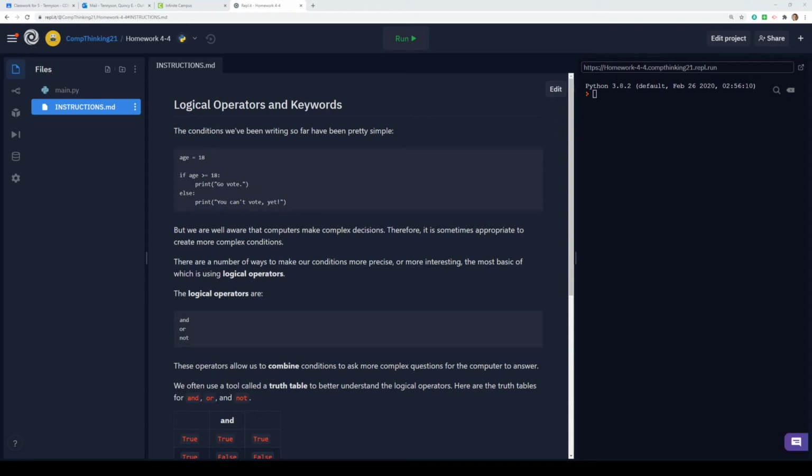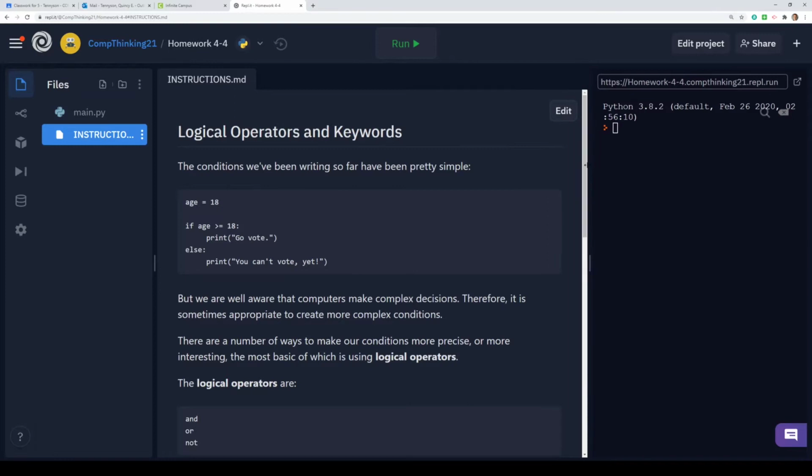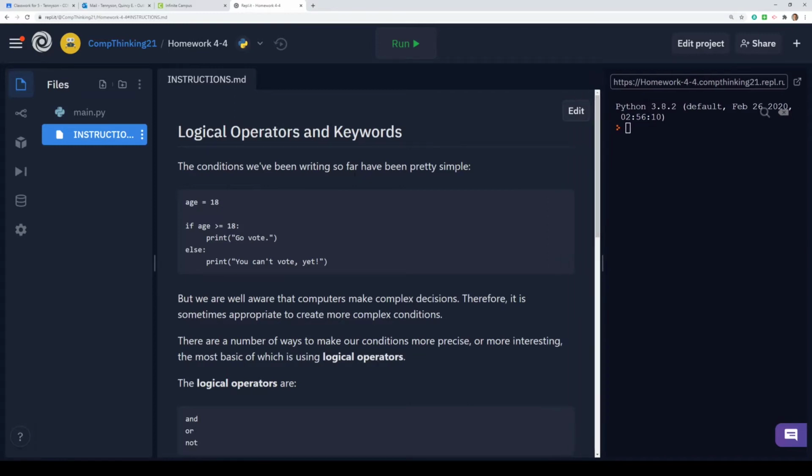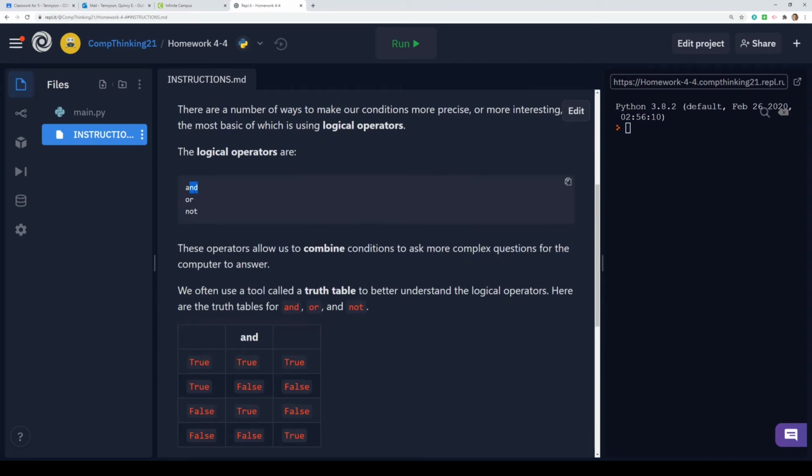Okay, this is homework 4.4, and in this one we're introducing the logical operators and keywords. So logical operators are things that allow us to create more complex conditions. The logical operators are and, or, and not. This is true for all programming languages. These logical operators exist in all programming languages.